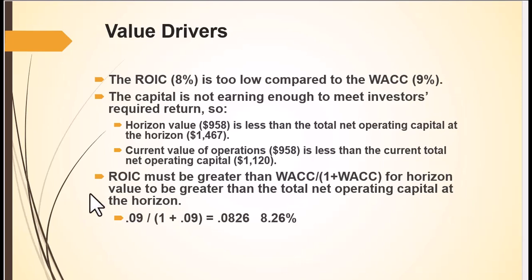Now, if the return on invested capital is greater than this formula, that means that that future value, that horizon value, would be greater than the total net operating capital. So that is our benchmark that we want to shoot for. We need to have a ROIC that is greater than 8.26%. That will help us to increase the value of operations.